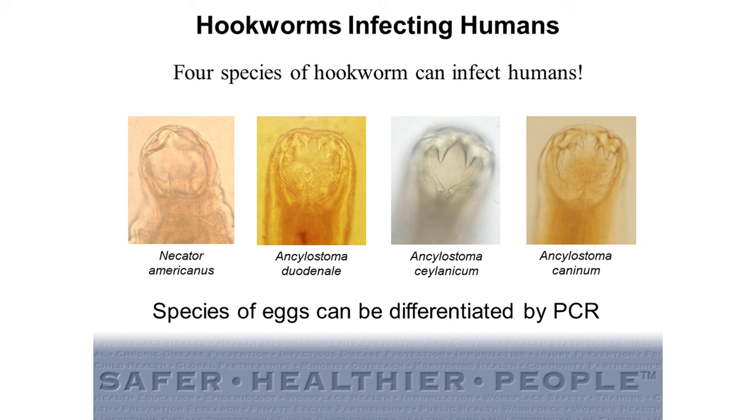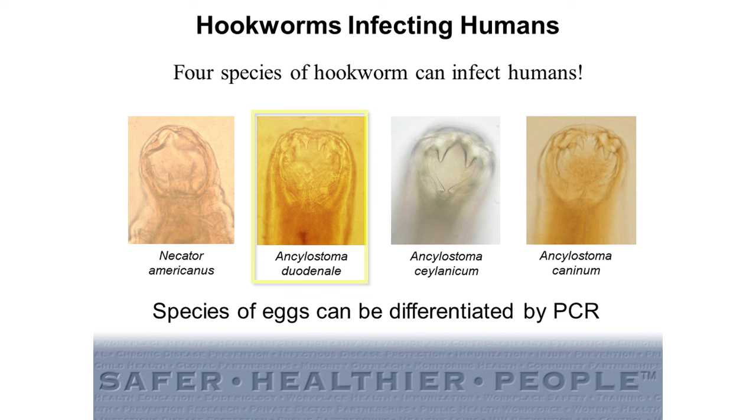Ankylostoma duodenale and Ankylostoma ceylanicum each have two pairs of teeth ventrally. The difference between them is that with Ankylostoma ceylanicum, one pair of teeth is bigger and outer, while the second pair of teeth is much smaller and a bit recessed inside in the interior. Whereas with Ankylostoma duodenale, the two pairs of teeth seem to be of the same size and in the same formation.